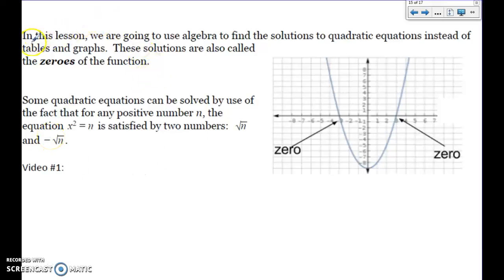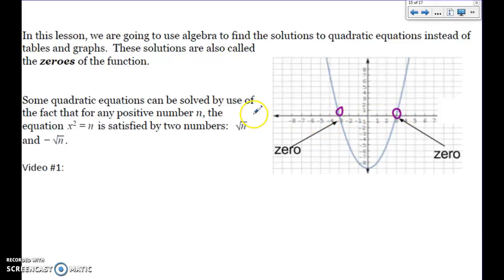What we're looking at in this lesson is solving quadratic equations by square roots. In the last lesson we talked about solving by factoring. Well, not everything is factorable, so there are other methods to solve it. In this lesson, we're going to use algebra to find the solutions to quadratic equations instead of tables and graphs. These solutions are called the zeros of the function. So we are trying to identify what the zeros are right here and here.